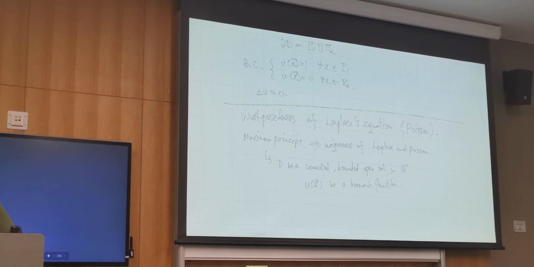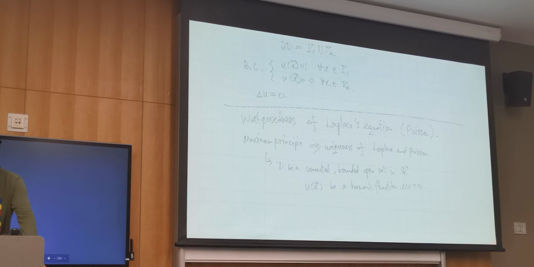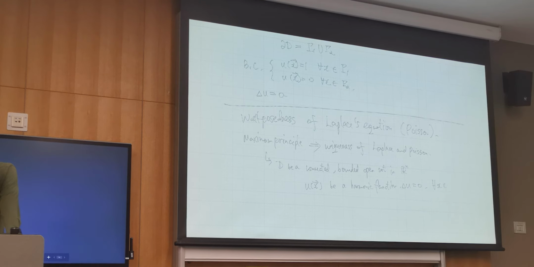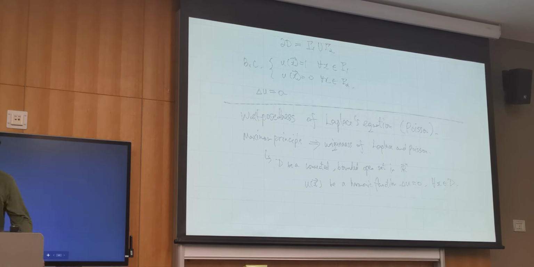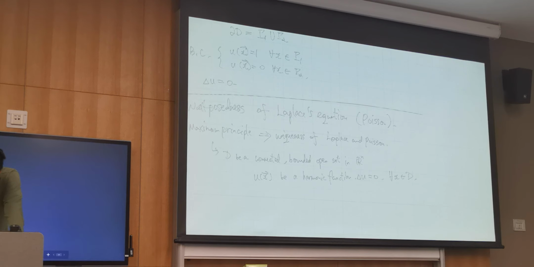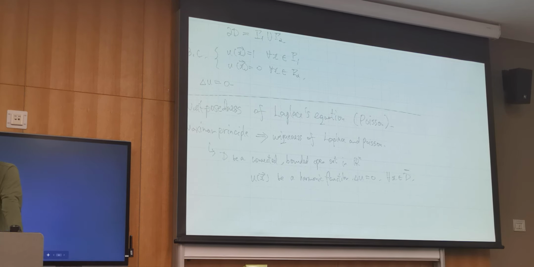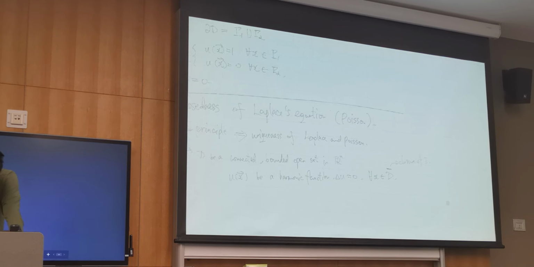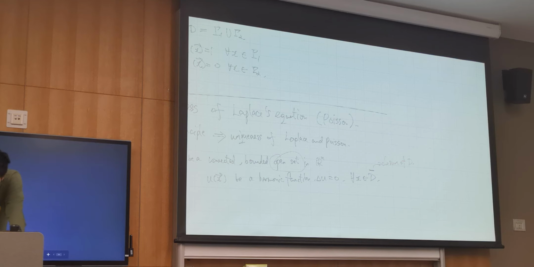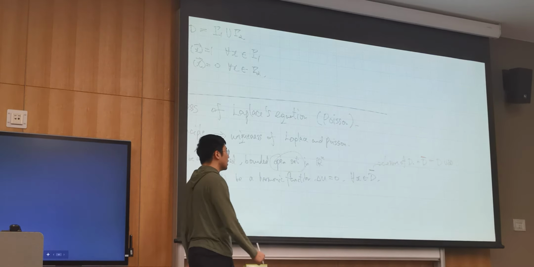Let u(x) be a harmonic function, which means that the Laplacian of u has to be 0 for any x within my D. Let's say the closure of D. Because we were saying that D is an open set, the closure of D, D bar, is the union of D itself and the boundary of D. That's called the closure of D.